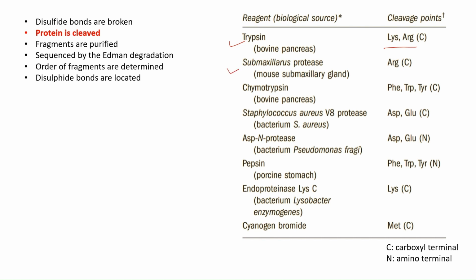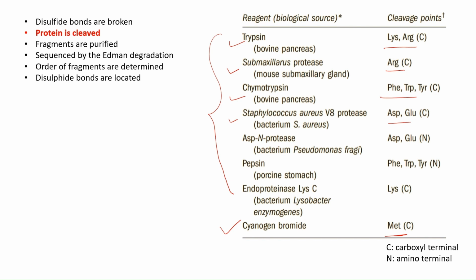For submaxillaris protease, the cleavage site is arginine. For chymotrypsin, the cleavage sites are phenylalanine, tryptophan and tyrosine. So like this, various reagents are used to cleave the protein into smaller fragments. Now all of these, from trypsin to endoprotease, are proteases. But cyanogen bromide is not a protease. Where does cyanogen bromide cleave the protein? Wherever methionine is present.